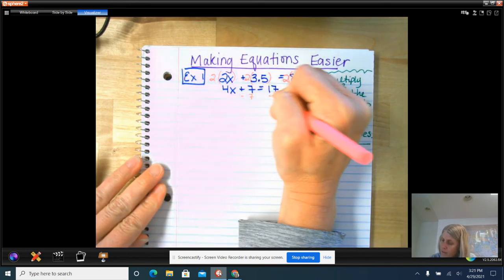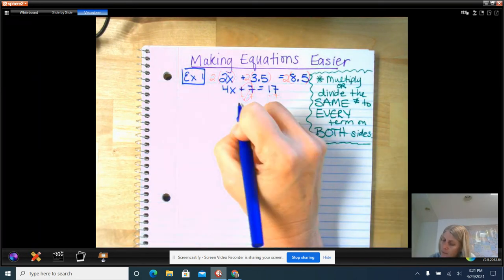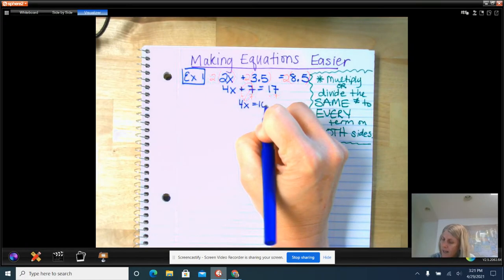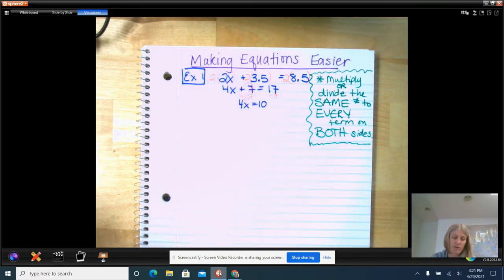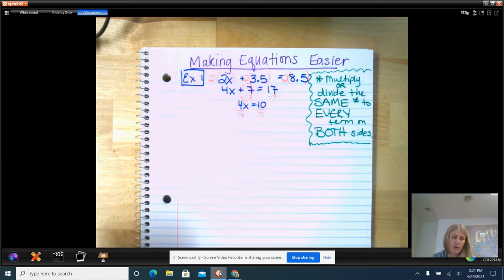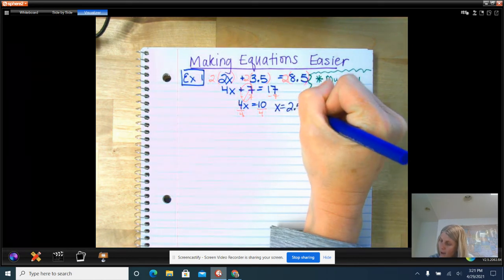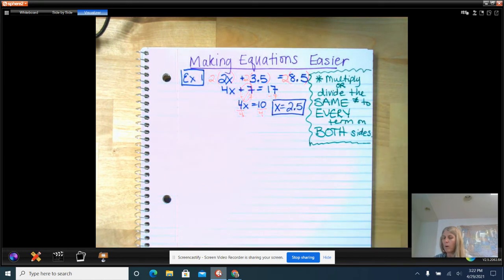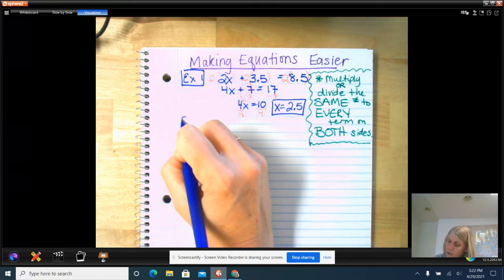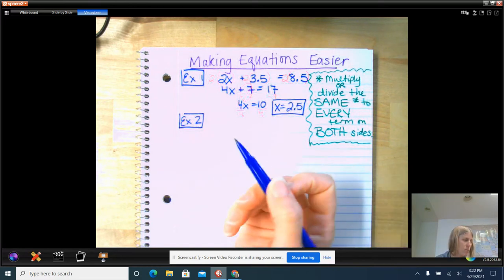I'm going to subtract 7 from both sides, do the opposite operation of adding 7. And I'm left with 4x is equal to 10. And then I'm going to divide both sides by 4. And so my answer, x is equal to 2.5. Okay. So that's one of our techniques, is we can multiply every term on both sides. Let's take a look at an example 2 where I could also use this technique, but potentially divide instead of multiply.